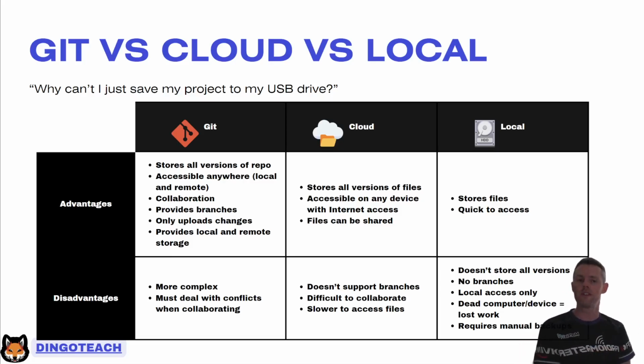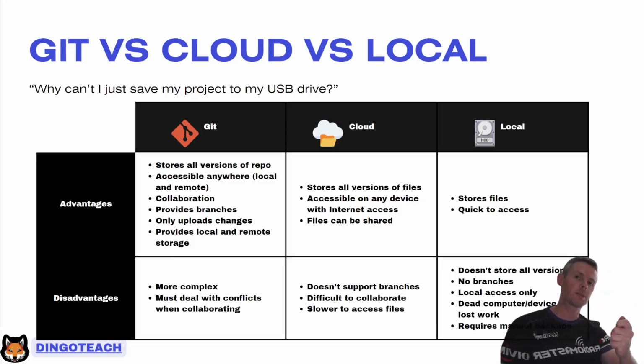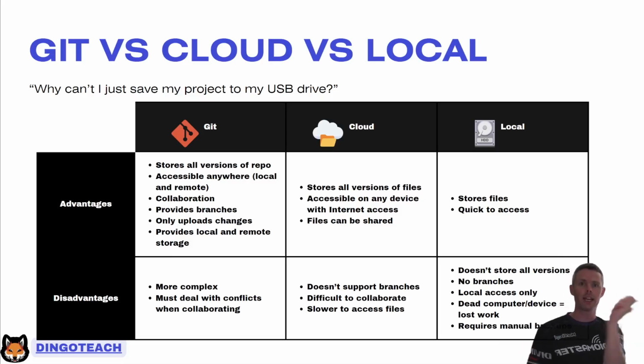Okay, you don't get to store every version. You don't get branches. It's only accessible there. So if you forget that USB stick at home and you don't bring it into school, you're screwed. If your computer dies, it's gone. And again, you need to manually back it up. So there's goods and bads for all this kind of stuff.